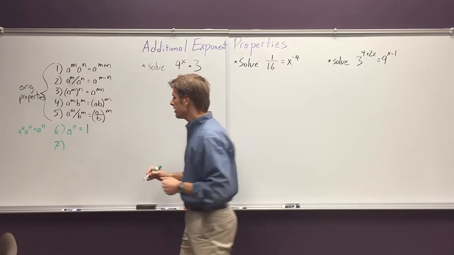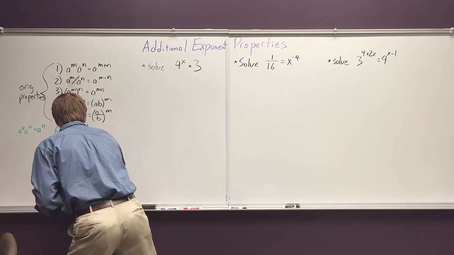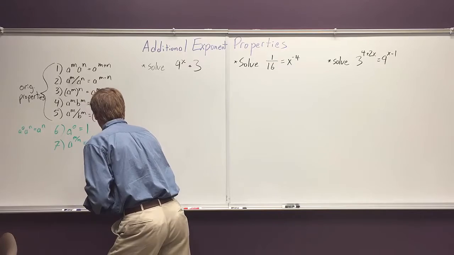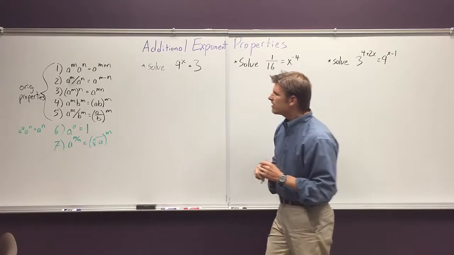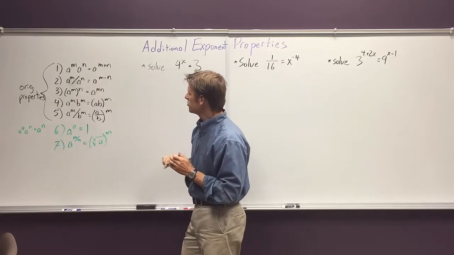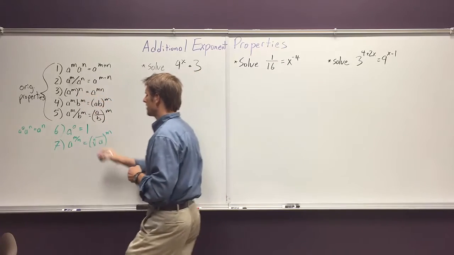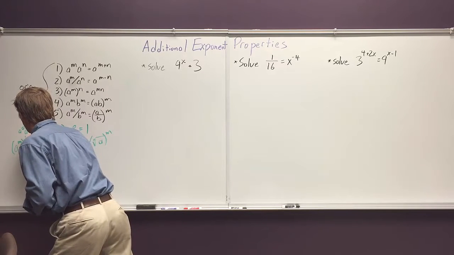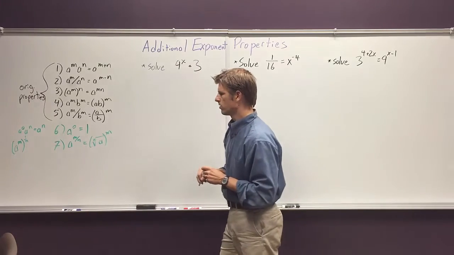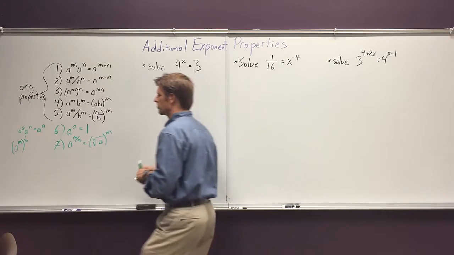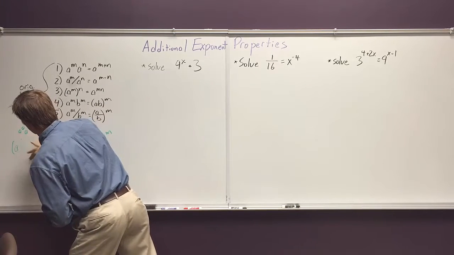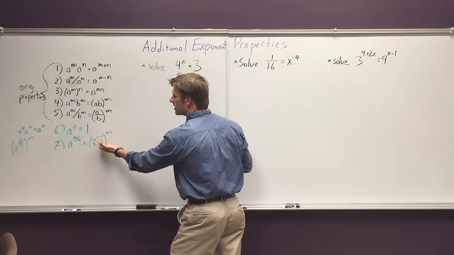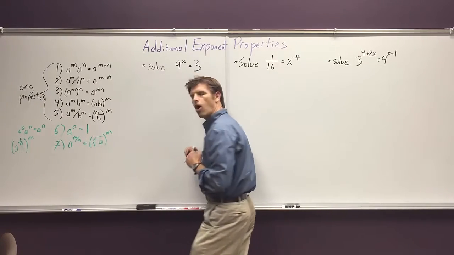Another property is a to the m over n must be the nth root of a to the m power. Now, if I could convince you from rule 3 that a to the m to the 1 over m was equal to, perhaps I should put the 1 over n on the inside, 1 over n was equal to this piece here, all would be well.